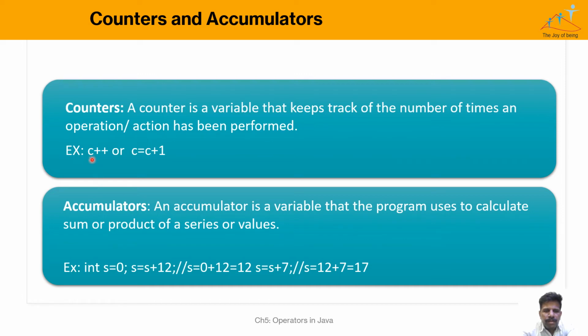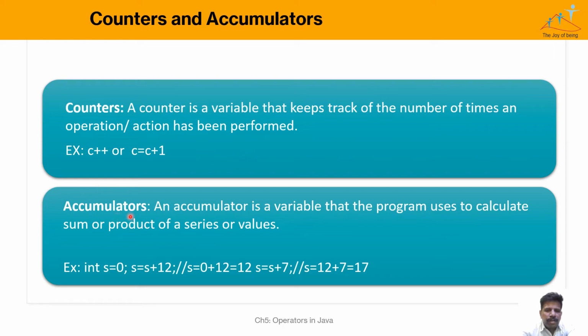So directly you can use the counter c plus plus or c is equal to c plus 1. When we count, each time we will be adding 1 to the previous number. In case it is a countdown, from highest to lowest, each time we will decrement the value of the variable by 1. It can be c minus minus or c is equal to c minus 1.